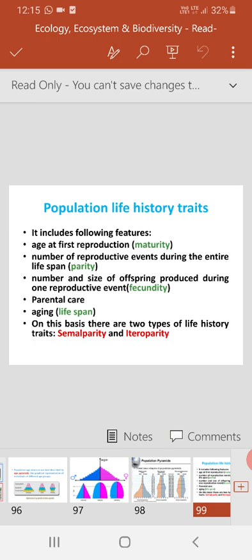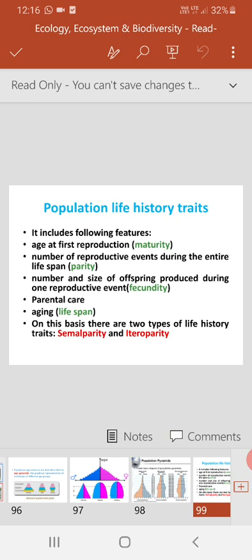Then, the number and size of offspring produced during one reproductive event. During a single reproductive event, how many individuals are produced? That is known as clutch size. The clutch size may be small or large. In some cases, clutch size is large. For example, during a single reproductive event, an insect pair can lay hundreds of eggs. But in mammals, the clutch size is small. For example, in humans, the clutch size is single, or in rare cases it may be 2.